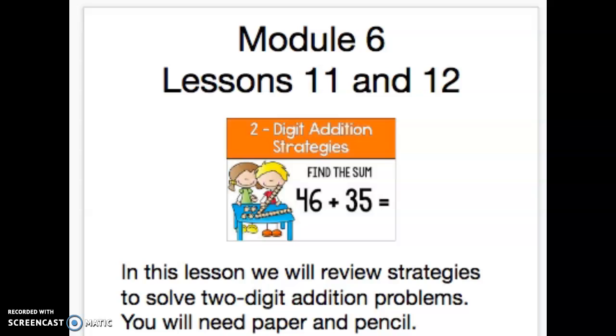Module 6, Lessons 11 and 12. In this lesson, we will review strategies to solve two-digit addition problems. You will need paper and pencil.